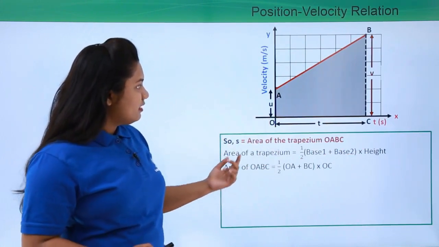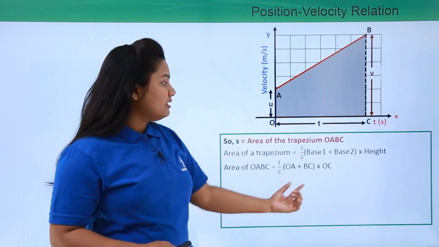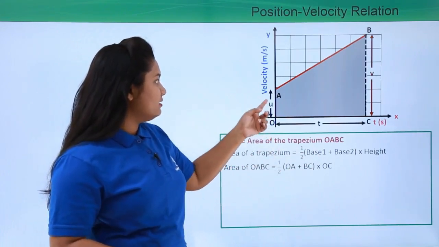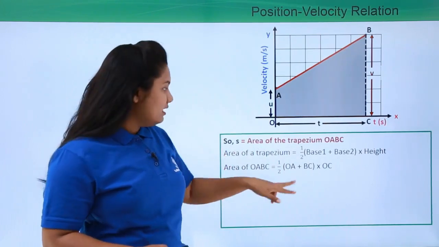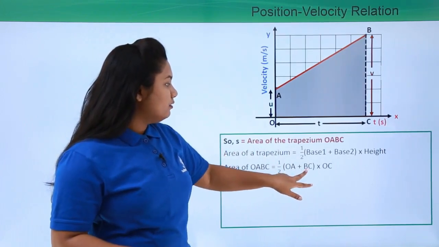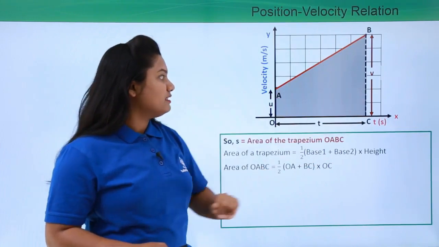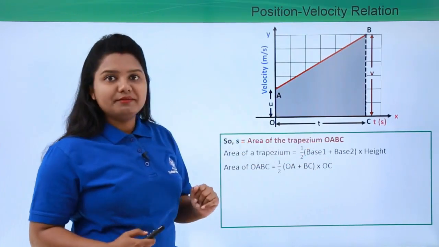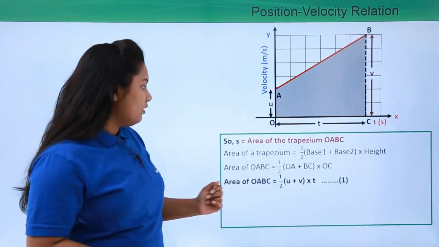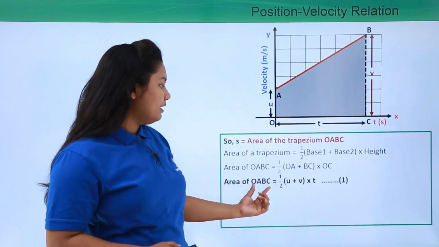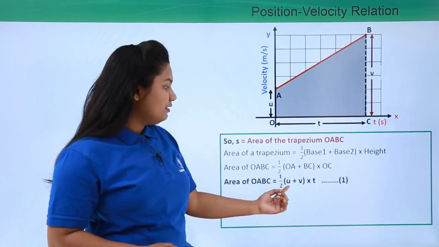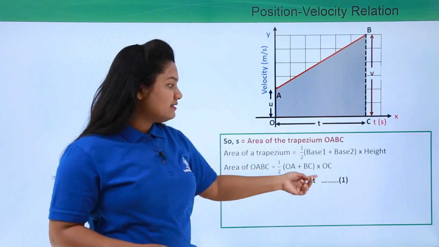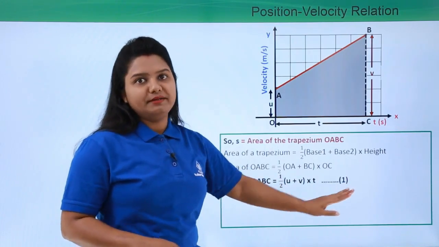Now here we will be putting all the values in this expression. So OA, we already know it is u, which is the initial velocity, and BC, we also know that it is the final velocity of the body, and OC is the time taken by the body. So on putting all these values, we have area of OABC equals half into (u plus v) into t. Now let us take this equation as equation number 1.